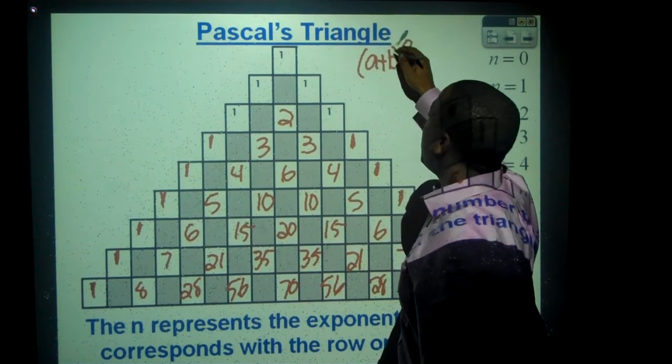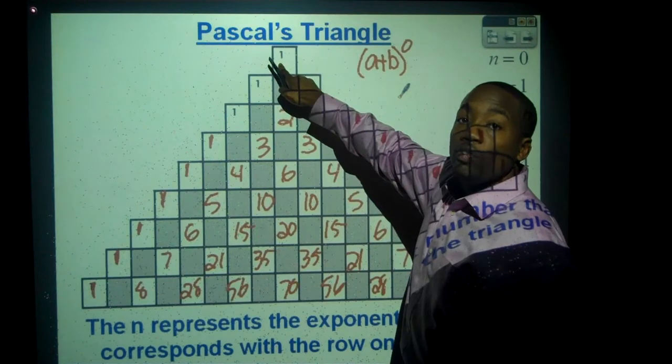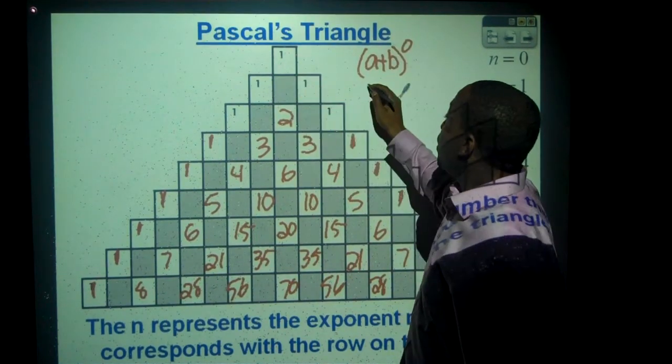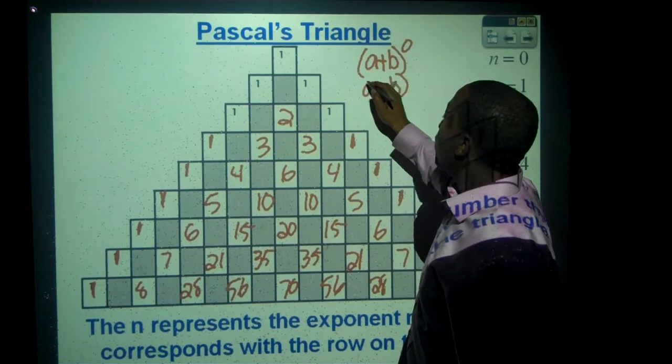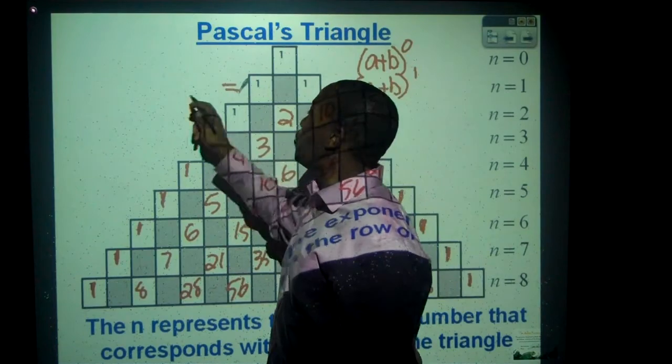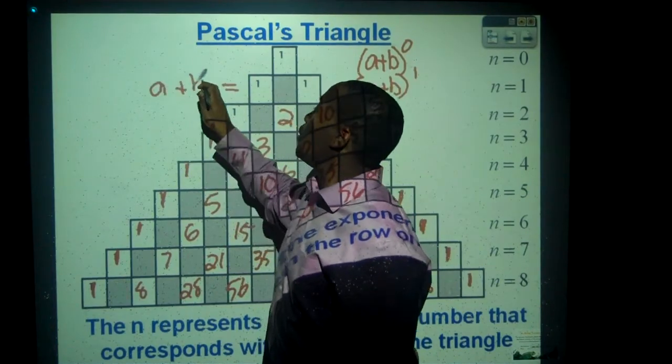A plus b to the 0 power. I only have one coefficient. It would really just be, what's a plus b to 0? 1. A plus b to the first power is just going to be 1 and 1, which is really equal to a plus b, right?